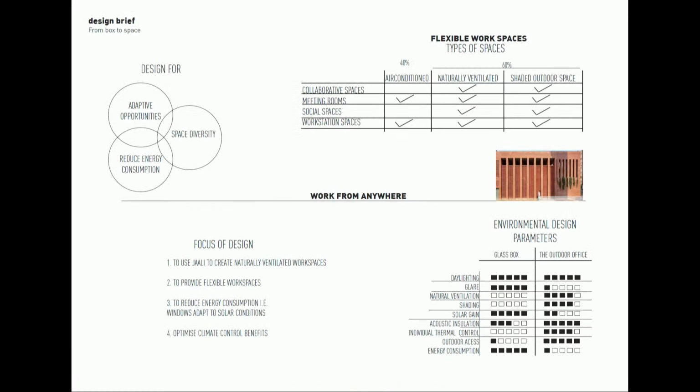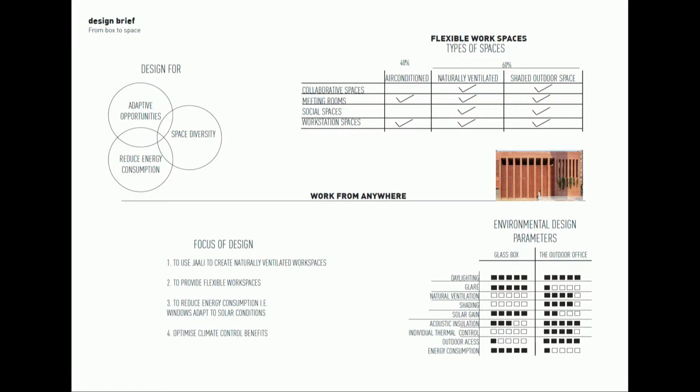So for the design development, the design is for adaptive opportunities, space diversity, and reducing energy consumption. The focus of the design will be to use jali to create naturally ventilated spaces which are flexible and to reduce the energy consumption. So first, I made this matrix with the type of spaces and which spaces require air conditioning and which can be naturally ventilated.